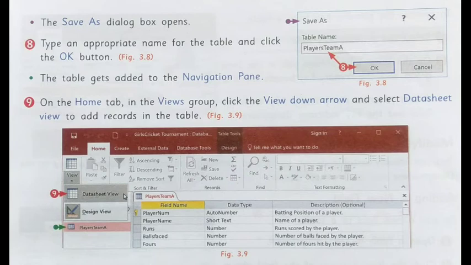The Save As dialog box opens. Type an appropriate name for the table and click the OK button. The table gets added to the Navigation pane. On the Home tab, in the Views group, click the View down arrow and select Datasheet View to add records in the table.